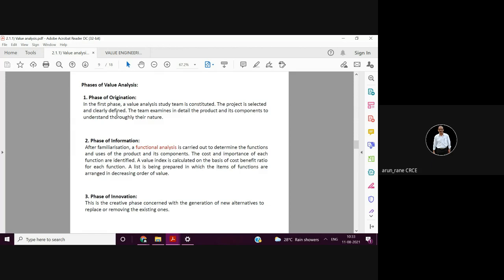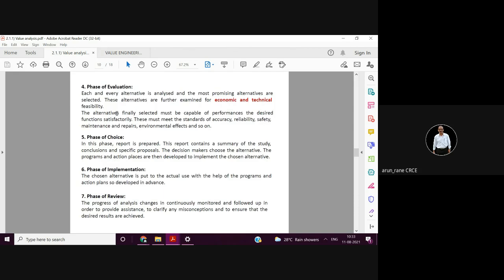So all these functions matter, which you have to collect, and that is what is called the phase of information, and you have to record it down. Then phase of innovation. Here, this is the thinking process. Here you have to think what could be the alternative.